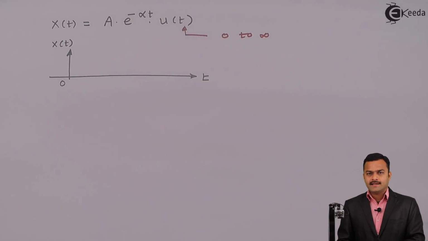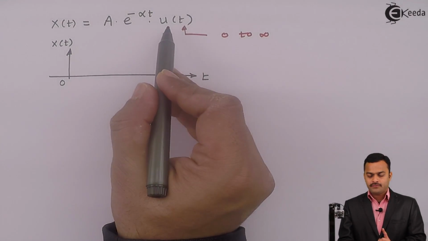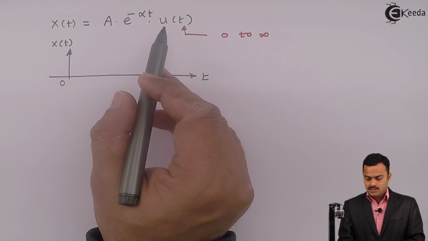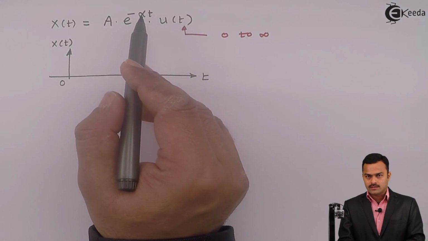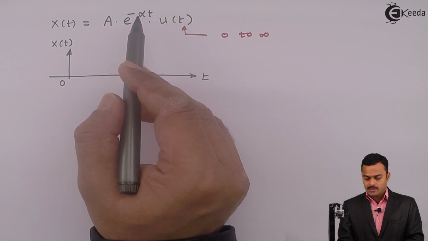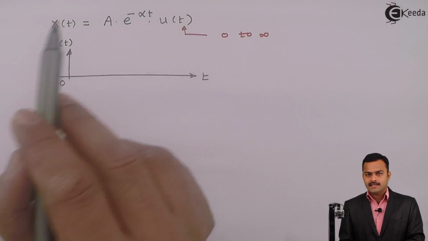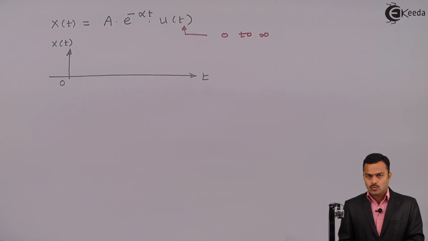A is telling what is the initial amplitude of the signal, meaning if I put t equal to 0, u of t will have the value 1 and e raised to 0 is also 1. So 1 is getting multiplied to the A, meaning at t equal to 0 I will have a value equal to A.